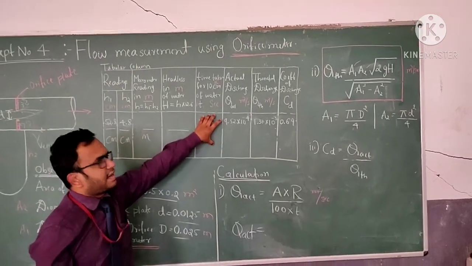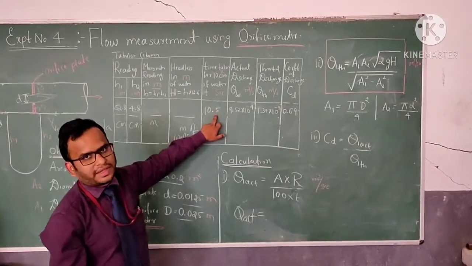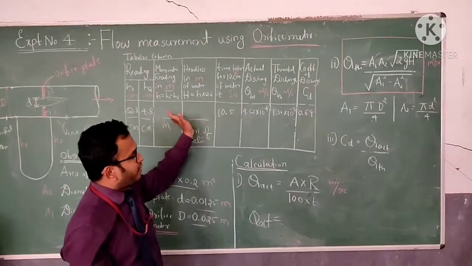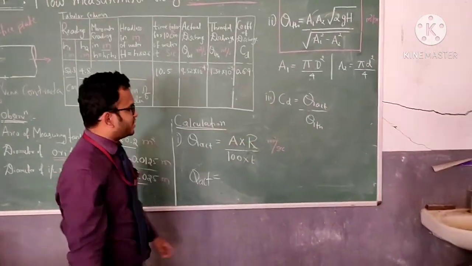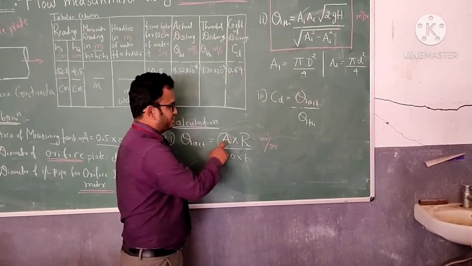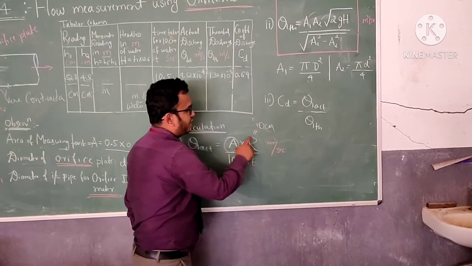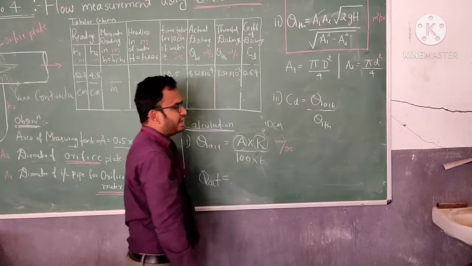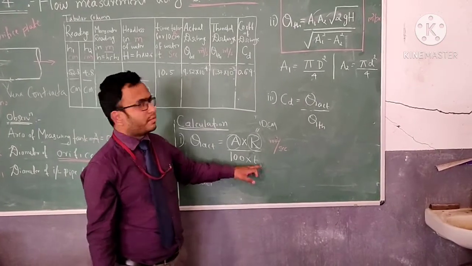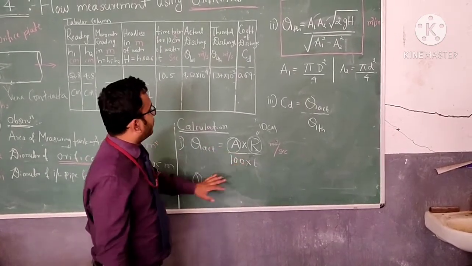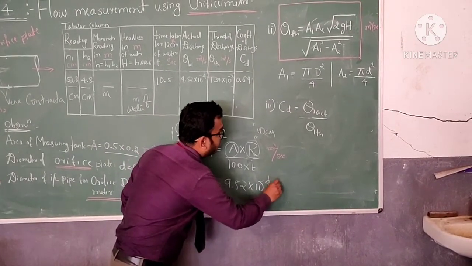This is the time required to fill the water for 10 centimeter, that is 10.5 seconds. This is also obtained from the experiment. Now using these three, first we will calculate the actual discharge. The actual discharge is the area of the measuring tank into R, that is 10 centimeter, the length of the water filled, and 100 is to convert centimeter to meter. We are dividing it by 100 into time, which is 10.5 seconds. The value we get is 9.52 into 10 raised to minus 4 meter cube per second.